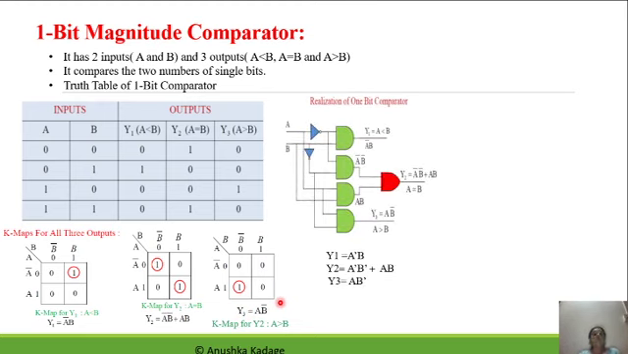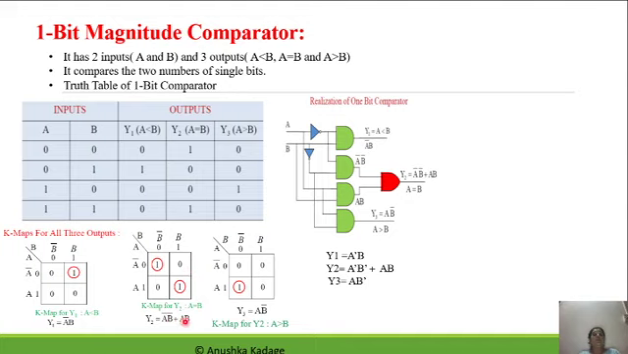Then we are going to draw a circuit diagram using logic gates from these three simplified K-map outputs. The first output, y1, corresponding to A less than B, is needed as A bar B. So A is taken and inverted, then B is taken, and those two will be ANDed. So here the output corresponding to A less than B will get generated.